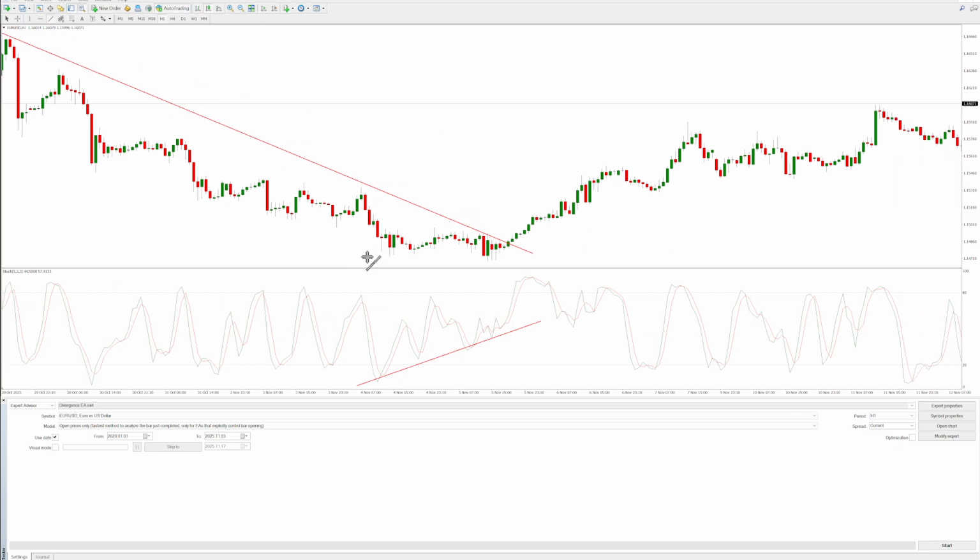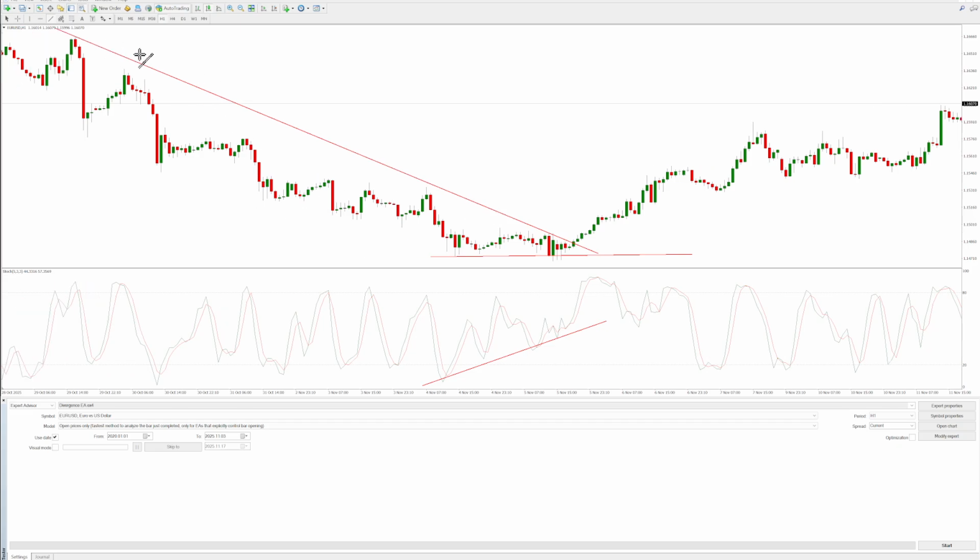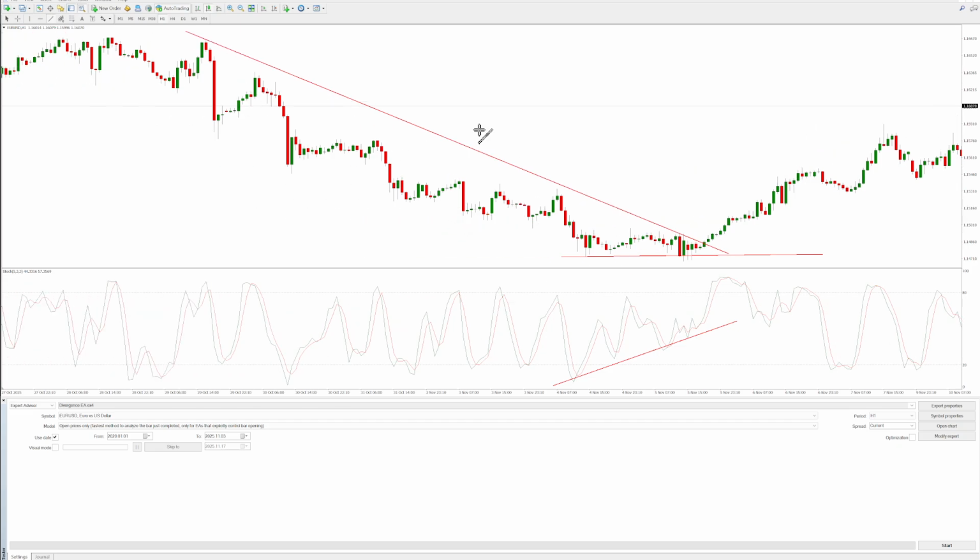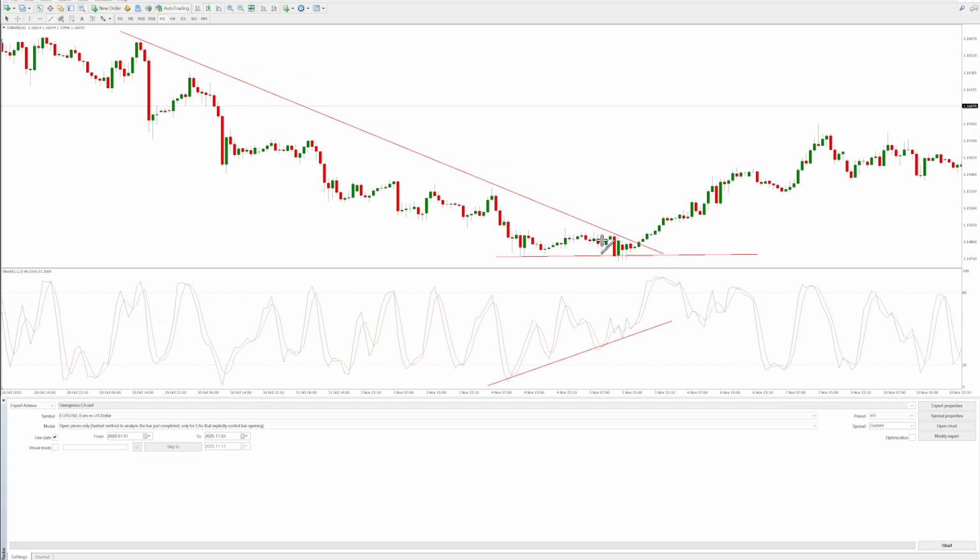We also have a support level formed here. Okay, a bit of a bear trap here. People were perhaps trying to sell at the low here, then their stop losses got taken out and we've seen a shift of momentum towards the upside. You also have the crossover of the stochastic indicator to the upside, as well as loads of bullish candlestick patterns.